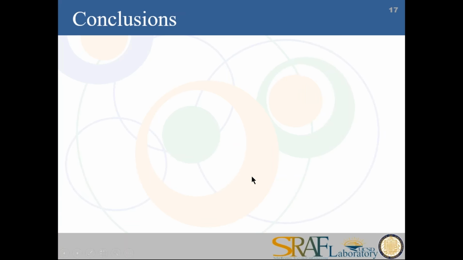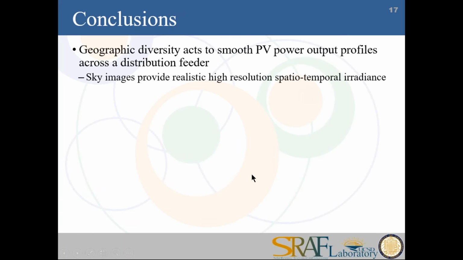So we have shown that you need to consider the geographic diversity of solar power on distribution systems to realistically simulate what's going on in terms of the power quality impacts. And for that purpose, sky images are ideal because you can get highly resolved maps of cloud cover that are better than what you would get from a satellite, or certainly better from a numerical weather model.